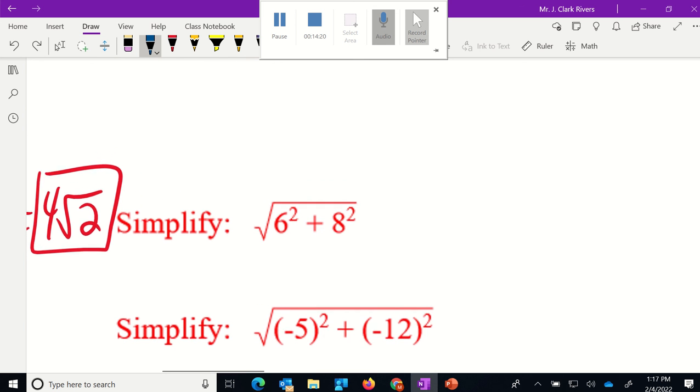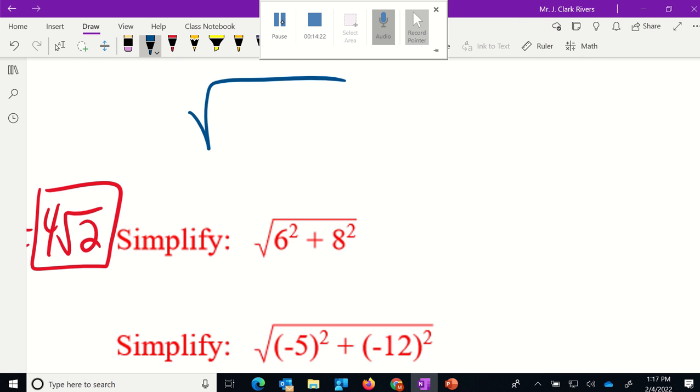Let's talk about why. Well, if we had the square root of 6 squared multiplied by 8 squared, notice we're multiplying here versus we're adding here. There are different rules that govern multiplication and addition underneath this radical. Just like in fractions, there are different rules for adding and subtracting with fractions as there are with multiplying and dividing with fractions. It's a completely different process. Seems like it'll be the same, but it's a completely different process.